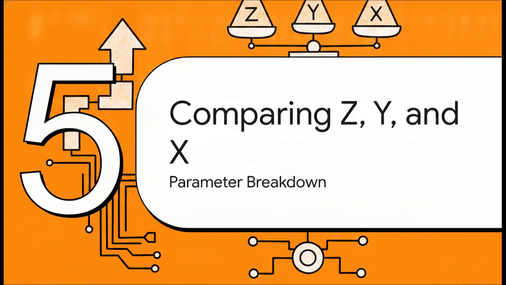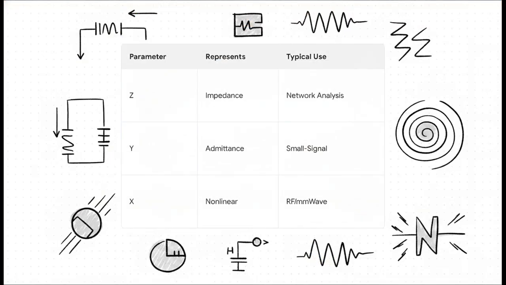Part 5. Comparing Z, Y, and X. Let's put these three head-to-head. All right, this is the core takeaway of our whole explainer today, understanding the distinct differences between these three parameter sets. First up is Z. It represents impedance, the relationship is voltage divided by current, and it's your baseline for traditional network analysis. Next is Y. It represents admittance, current divided by voltage.